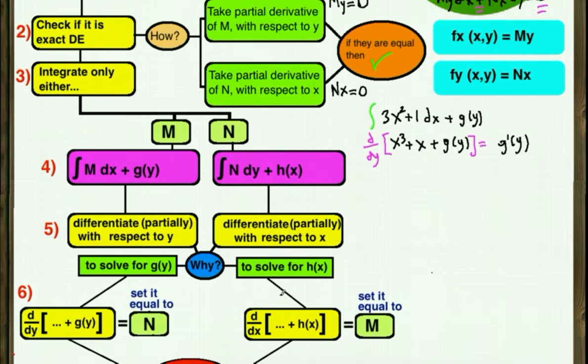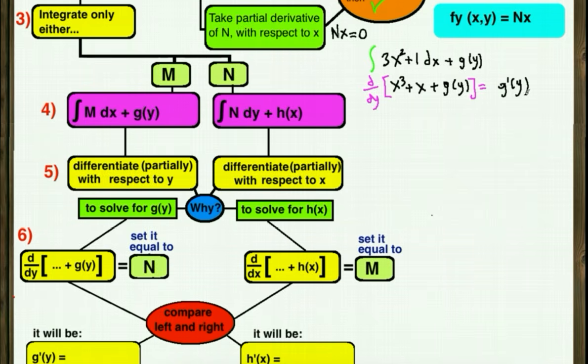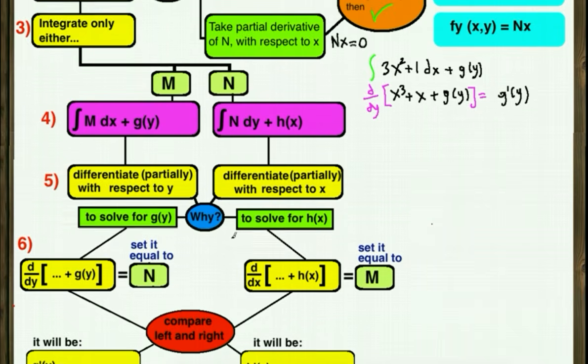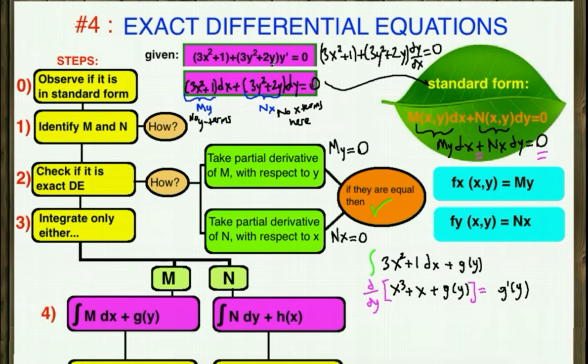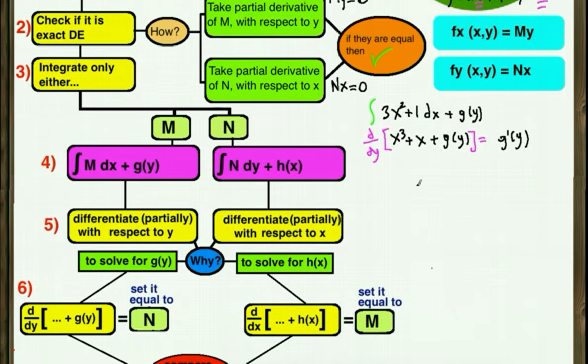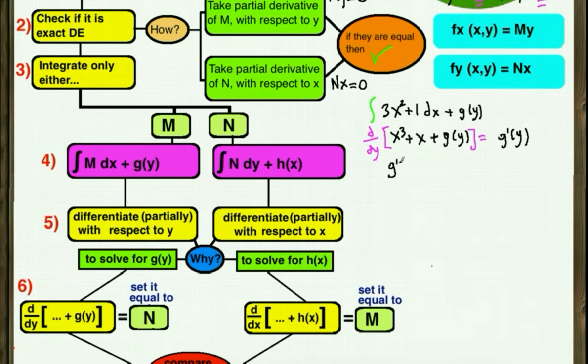Now we're going to set this equal to the N part of the original function. And what was the N part? 3y² + 2y. So g prime of y is equal to 3y² + 2y.